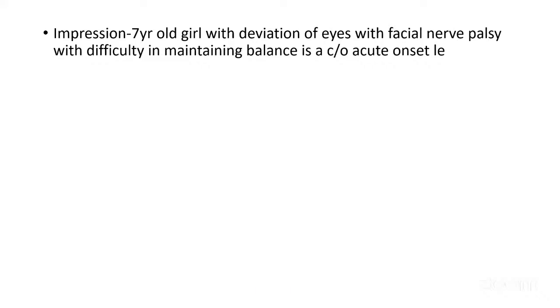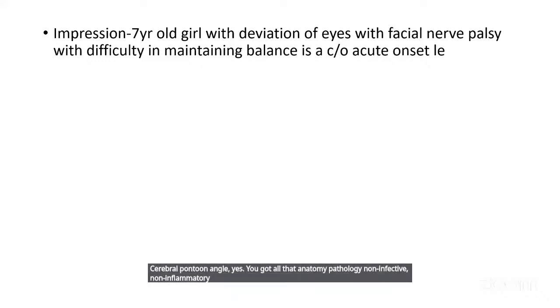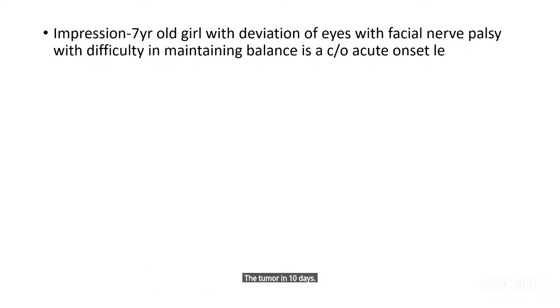So what's the possible etiology? Cerebellopontine angle, yes. You got all that anatomy. Pathology, non-infective, non-inflammatory. So possibly tumor. But tumor in 10 days? No, hematoma. Injury. If he has had an injury, he has developed a hematoma in 10 days, no? That's not a tumor, but it's a space-occupying lesion. So do you think it's a hematoma, or it's a tumor?